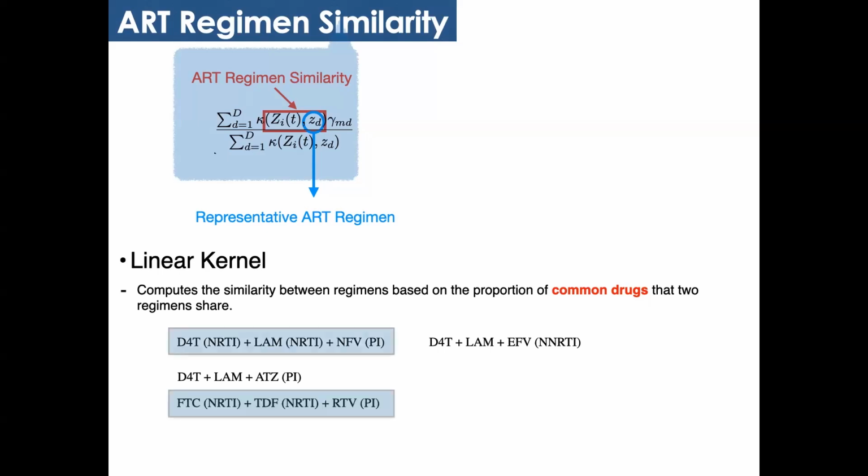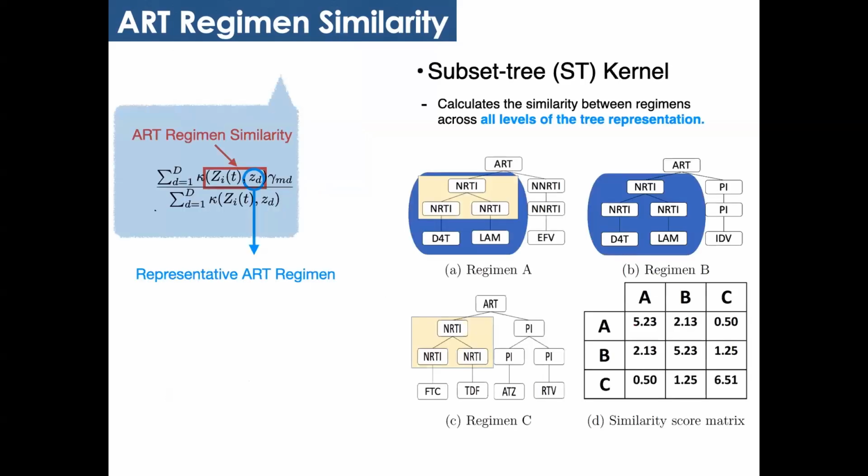Another extreme example is here. You see these two regimens. Both of them use two NRTI drugs and one PI drug. However, they do not share a single drug. So if we use a linear kernel, the similarity would be 0. However, we can still borrow some information from these two regimens, and so we adopt a method called the substitute kernel method.